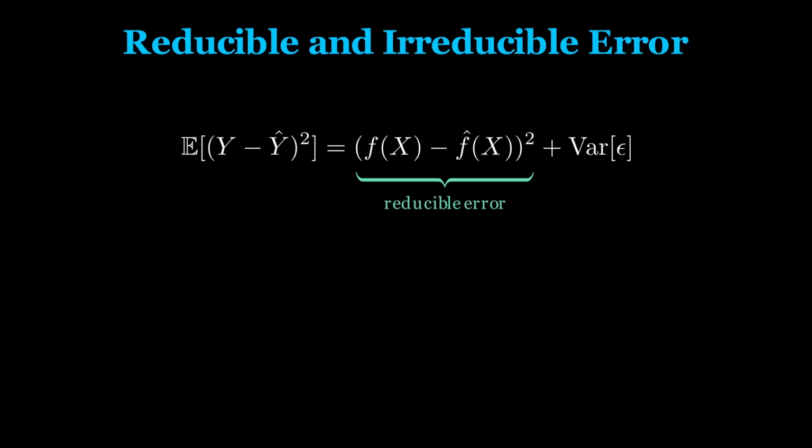The first term is the reducible error. It arises from the difference between the true function and our model's approximation. We can decrease it by improving the model, choosing better predictors, or using more sophisticated techniques. The second term is the irreducible error. It comes from the inherent variability in the data and cannot be reduced by any model, no matter how complex or well-tuned. There are always factors affecting the response that are not in the model, and natural randomness will still cause deviations even with a perfect model.